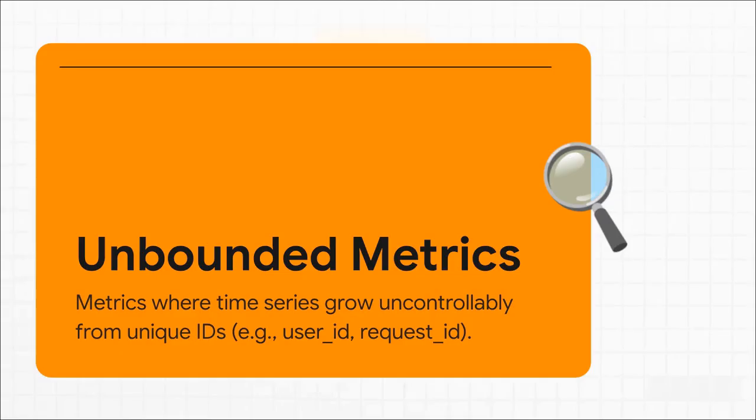Culprit number 2, unbounded metrics. Okay, imagine this. You create a custom metric to track API response times. Sounds reasonable. But then you decide to add a label for the unique user ID on every single request. If you have 1 million users, guess what? You just created 1 million individual time series for that one metric. It grows uncontrollably, and, you guessed it, so does your bill.